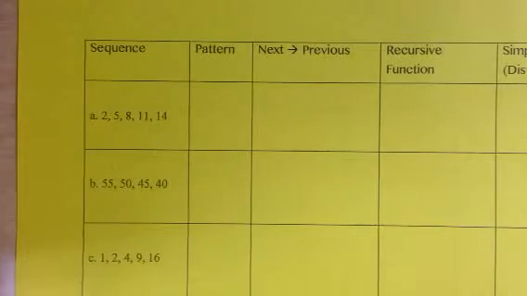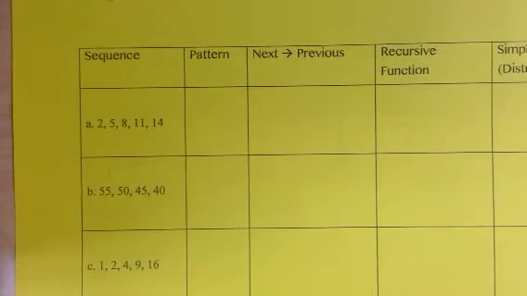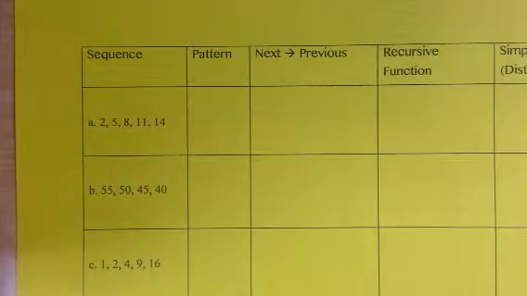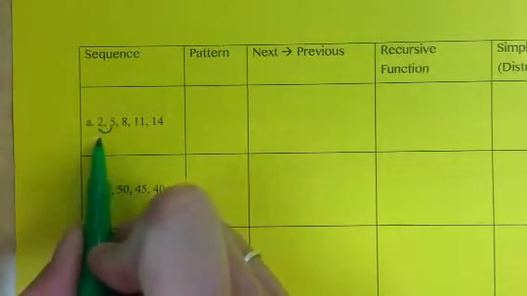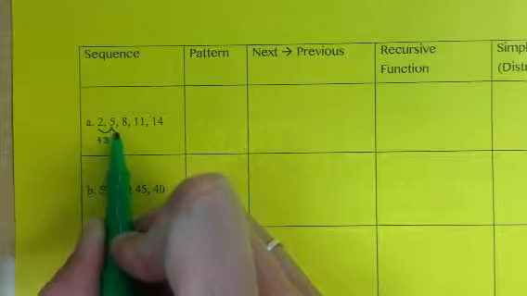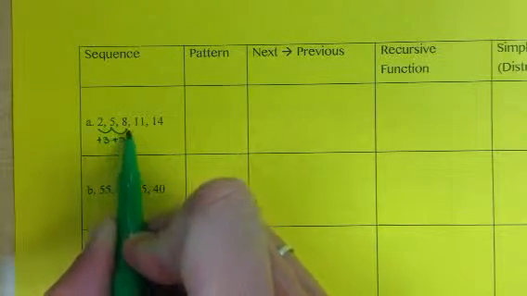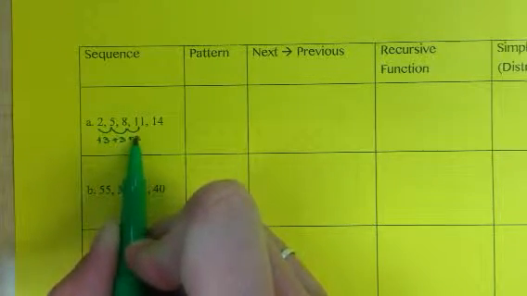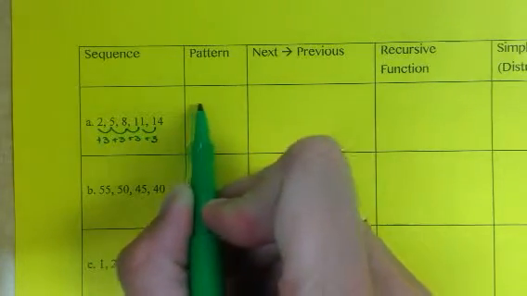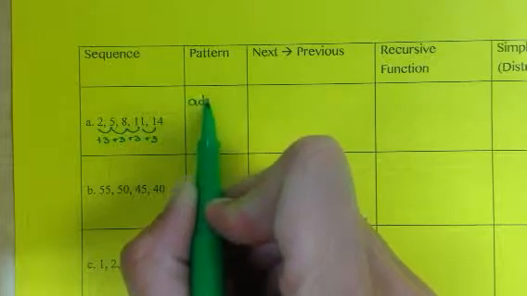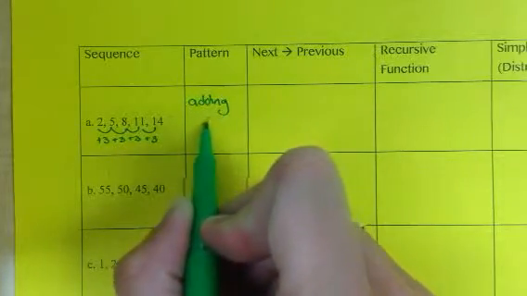Now we're going to look at some arithmetic sequences. So the first thing we need to do is try to find the pattern. So I know to get from 2 to 5, I add 3. From 5 to 8, I add 3. From 8 to 11, I add 3. And from 11 to 14, I have to add 3. So my pattern is I am adding 3.